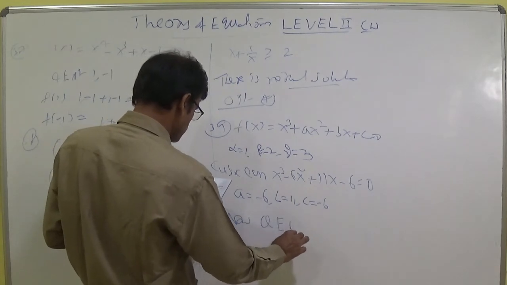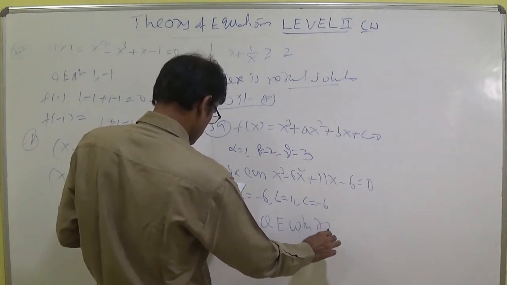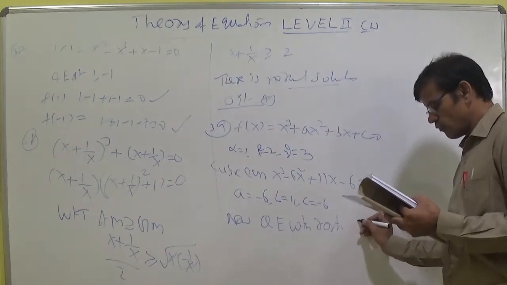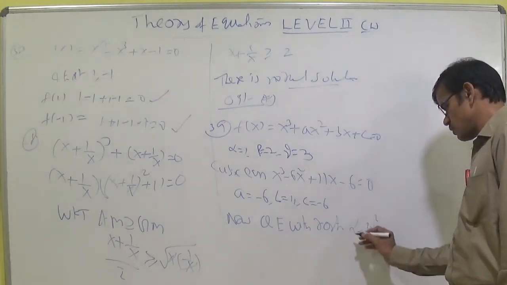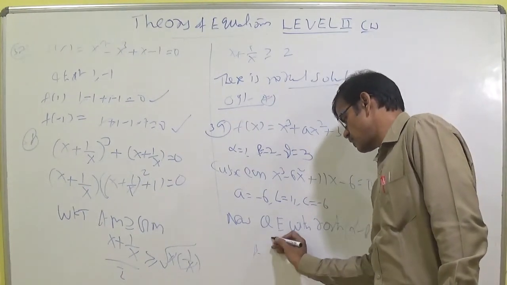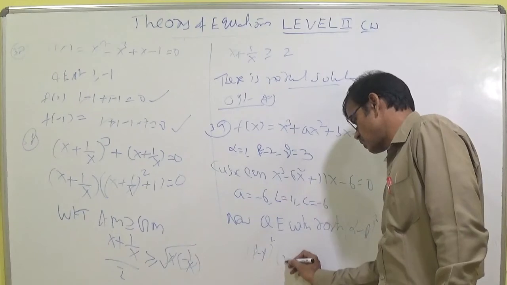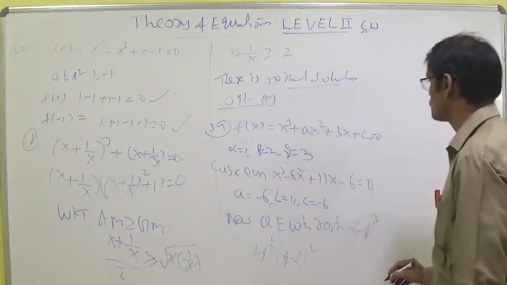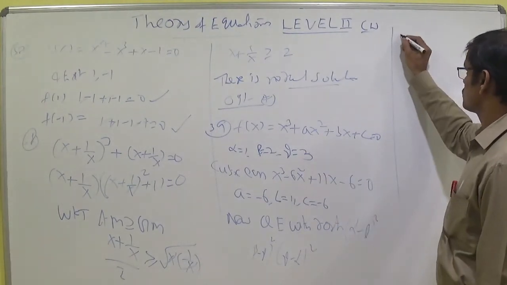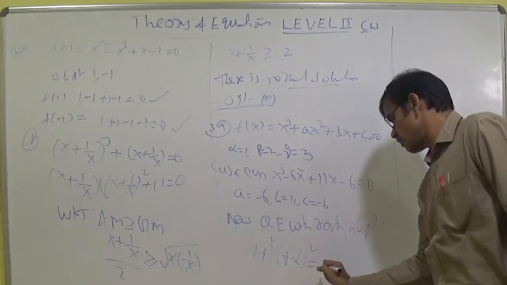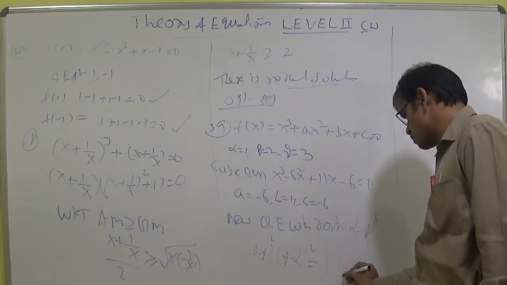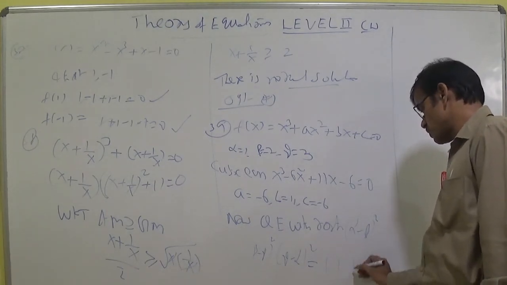Now, the quadratic equation with roots alpha minus beta whole square, beta minus gamma whole square, and gamma minus alpha whole square. So what is alpha? 1 minus 2 whole square is 1, and 2 minus 3 whole square is also 1, and 3 minus 1 whole square is 4.